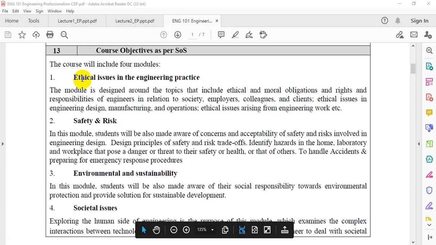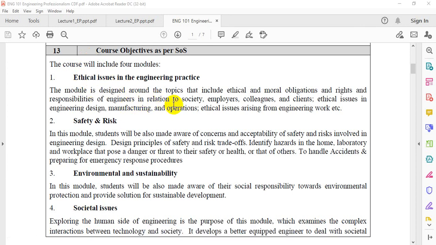The ethical issues are mostly related to fairness, honesty, equity, and those kinds of ethics. These are moral obligations and rights. People generally should have these ethics, but somehow in our society we lack many of these ethics. How to be honest, how to be truthful, what is right, what is wrong, these kinds of things.